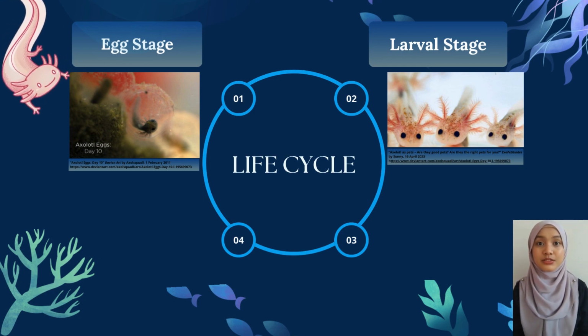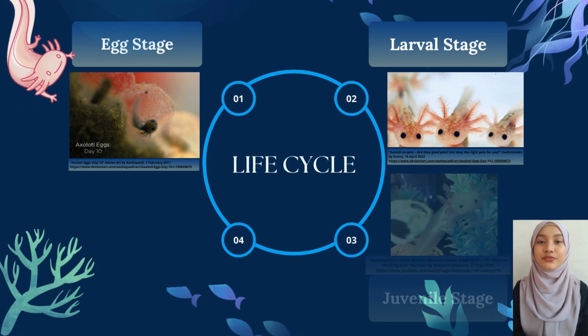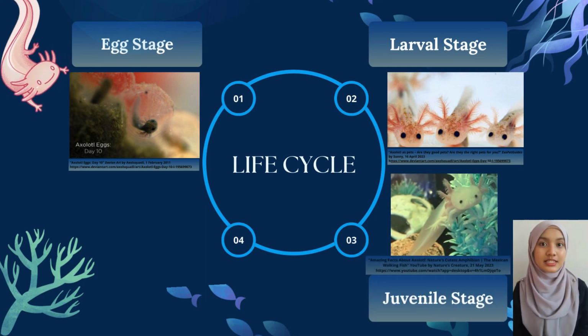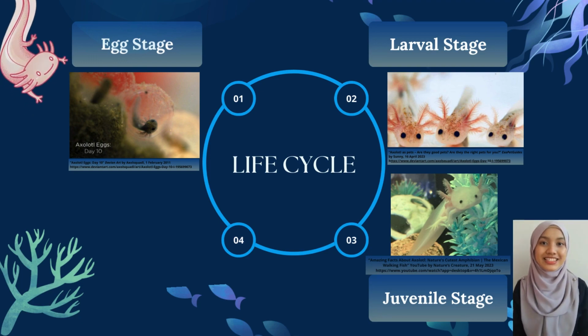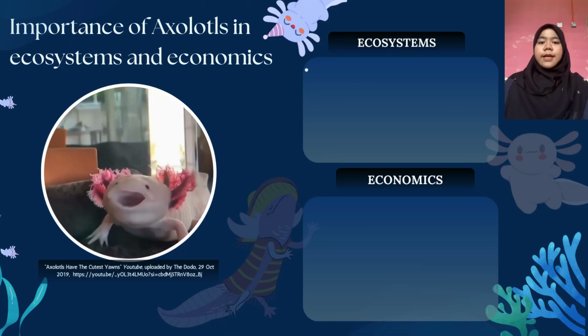Over several months to a few years, depending on their environmental conditions, they will grow through a juvenile stage, gradually resembling adults in size and shape but not yet fully mature. As they reach adulthood, typically up to 30 cm in length and capable of living up to 15 years or more in captivity, they will maintain their larval characteristics and achieve sexual maturity, which allows them to reproduce and lay eggs, thus continuing the life cycle. But in rare cases, some axolotls can undergo metamorphosis into a terrestrial form under specific conditions, but this is uncommon in their natural habitat.